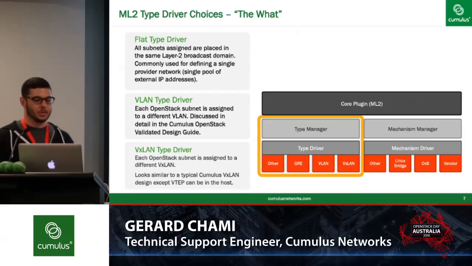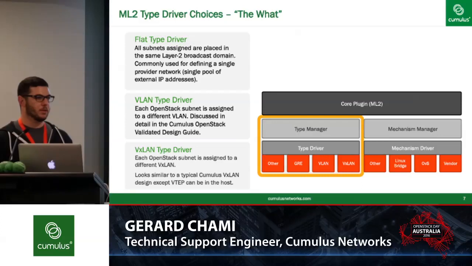So we'll go over some of the type drivers that you can use. The flat type driver is the easiest way to do this. Basically, you have a flat network, everything is just on the same thing. Your network doesn't do anything, it's completely dumb, but then it's really easy to configure. A lot of the time you see this used in the provider network, just a connection into an external router. But generally we want to keep tenants separated and keep tenant networks separate.